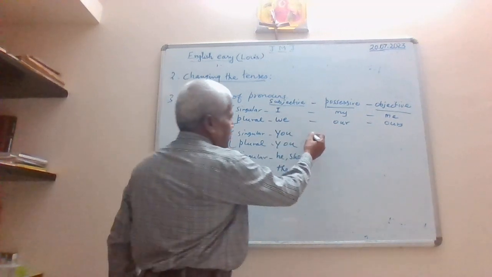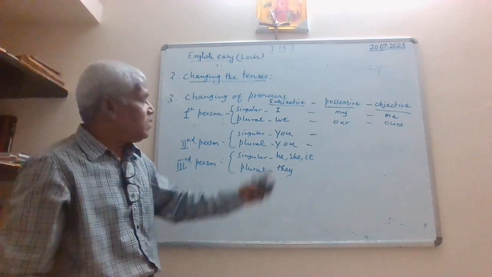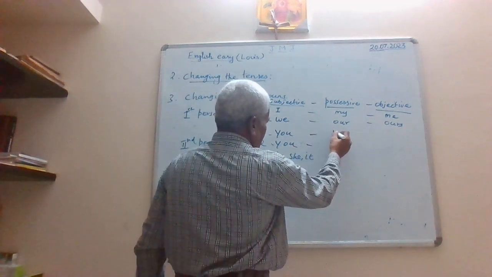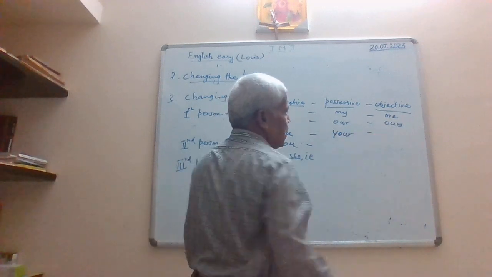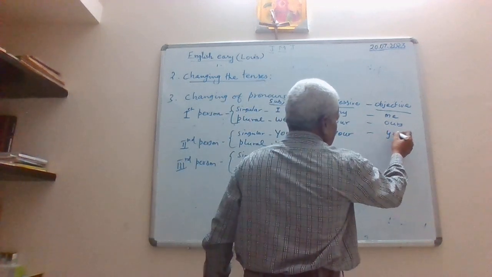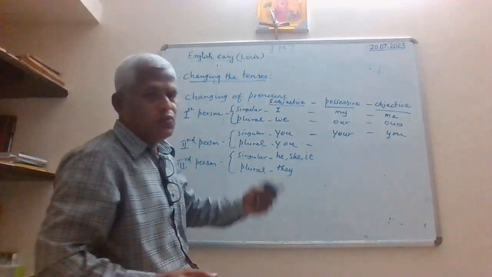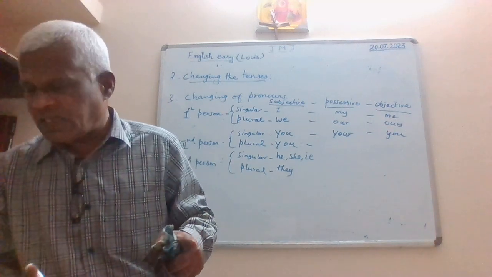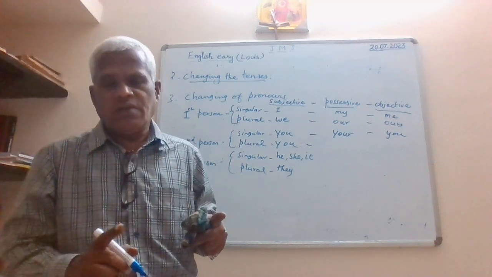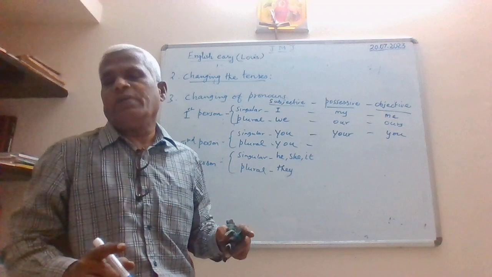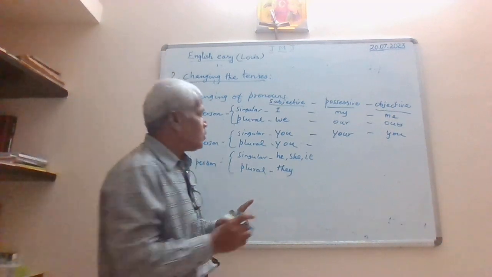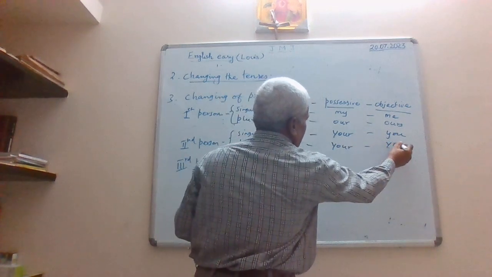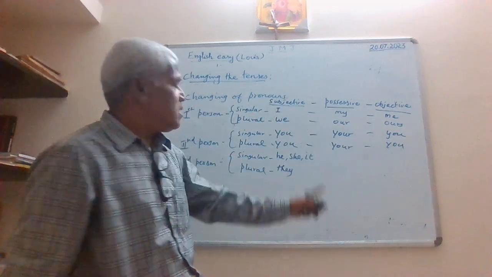Okay, now you have the second person. One you use as singular: you, your, and in the objective, you remains as you. Similarly, you have the plural, your. When you refer to a particular single person, you say that is your. When it refers to many people, it refers to the plural. So here also, similarly, you can say you, your, and then you.